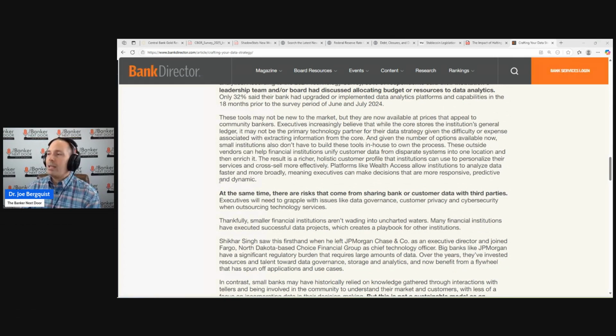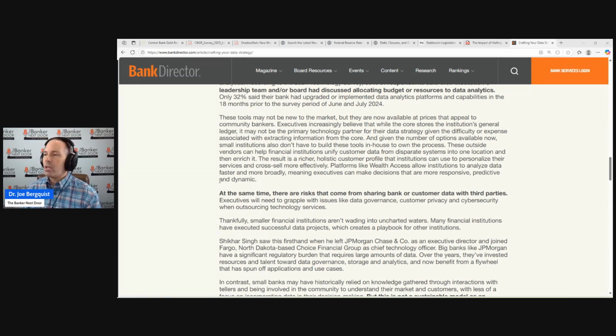These tools may not be new to the market, but they are now available at prices that appeal to community bankers. Executives increasingly believe that while the core stores the institution's general ledger, it may not be the primary technology partner for their data strategy, given the difficulty or expense associated with extracting information from that core. And given the number of options available now, small institutions also don't have to build these tools in-house to own the process.